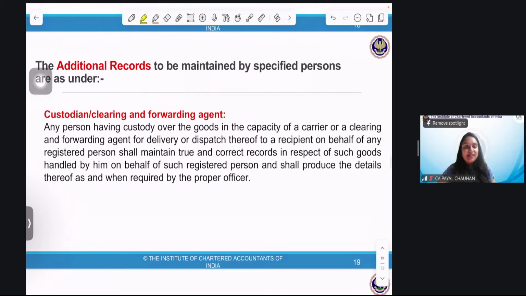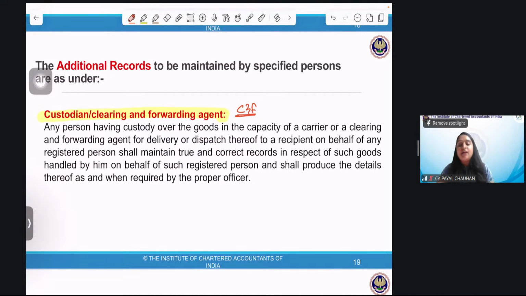Now, custodian, clearing, and forwarding agent. Next, we'll do custodian, clearing, and forwarding agent. What do we call it usually in general parlance? Custodian, clearing, and forwarding agent. CNF? Yes, CFA. Okay, yes.